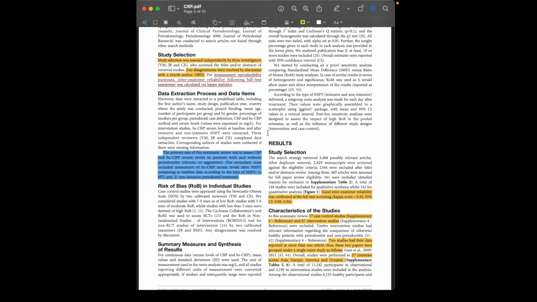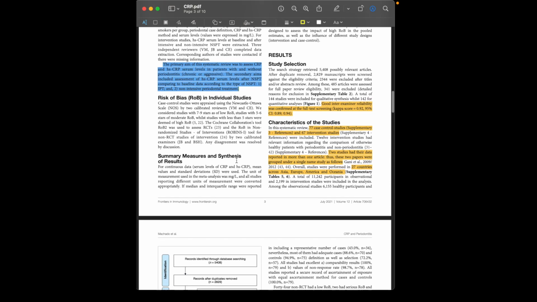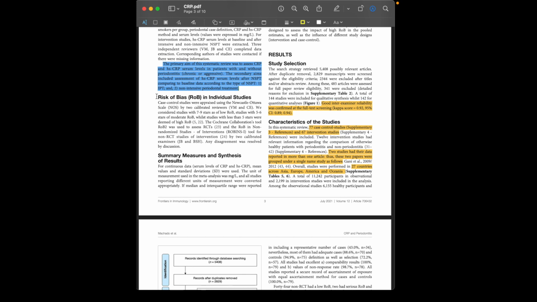Data extraction just kind of elaborates on the study selection, that there were 3 reviewers. And then this one is going to be the hypothesis again. Risk of bias, this part just tells you the rules and how they categorize the risk of bias. So there's what makes something low, moderate, or high in terms of risk of bias.